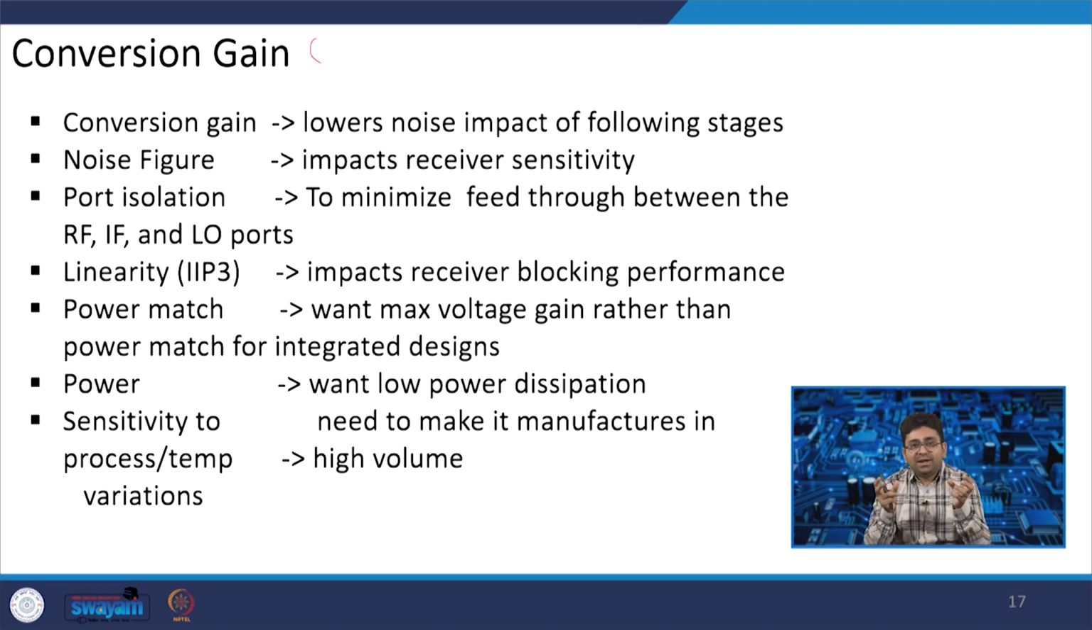If, let us say, you are using discrete components and making a receiver, in that case you need to do the power match also, otherwise your receiver might have more reflection and it will not work. But on chip you can consider it as a capacitive load. Then there is power: obviously you need to design your mixer with lower power dissipation, and you can also use a configuration which does not consume so much power. And there is sensitivity to process or temperature variation, so we need to make it manufacturable in high volume. So, these are the various mixer metrics that we should consider while designing the mixer. We will try to see the different kinds of topology for the mixer design.